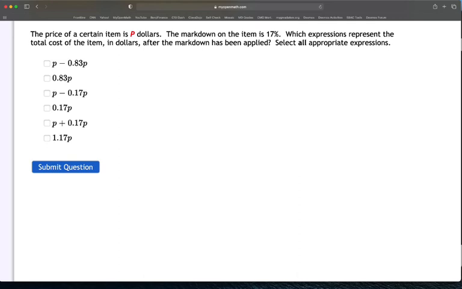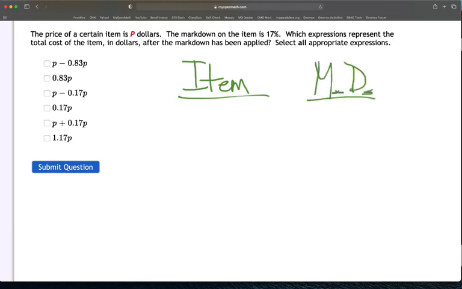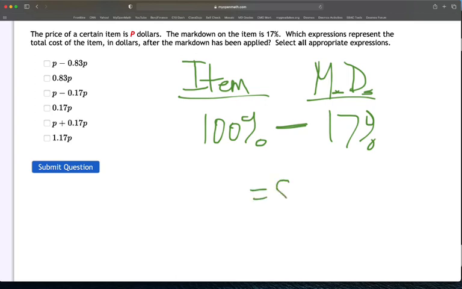Which expressions represent the total cost of the item in dollars after the markdown has been applied? Select all appropriate expressions. So let's say that we have our original item and our markdown. MD stands for markdown. We know the markdown is 17%. Remember, markdown means we are decreasing the value by that percent. So we would take that percent away from 100, and that leaves us with 83%. And 83% as a decimal value is 0.83.